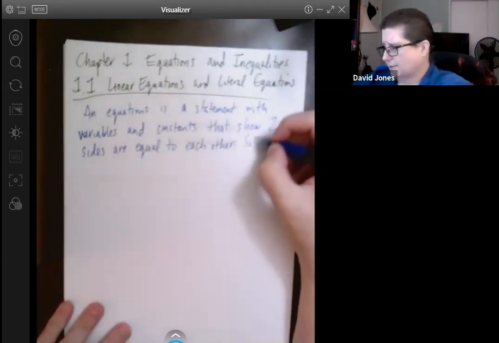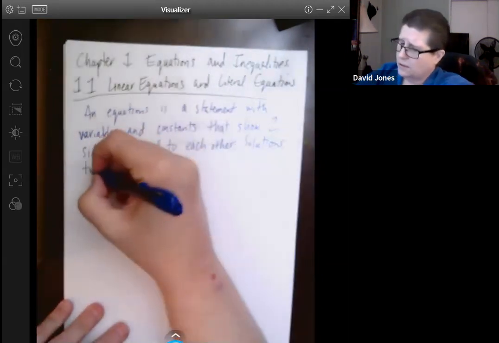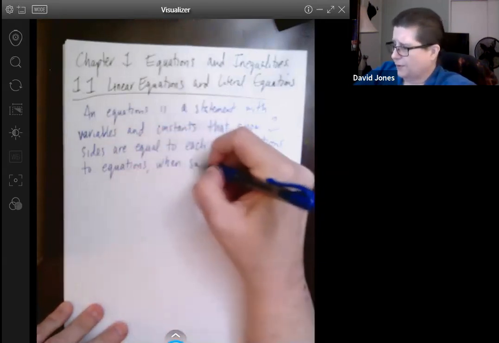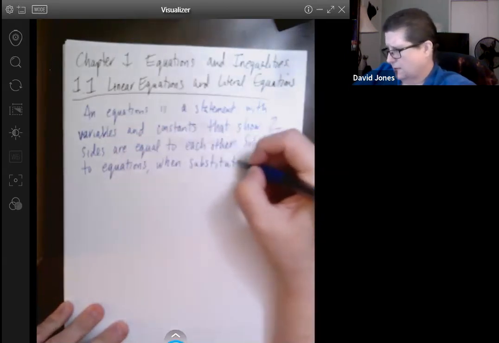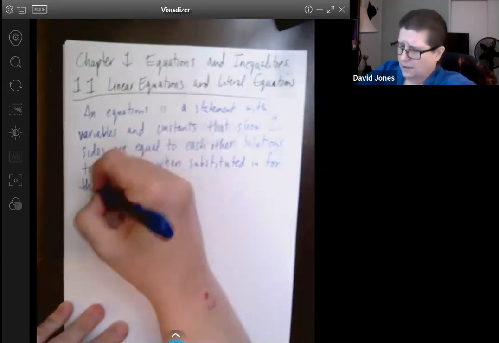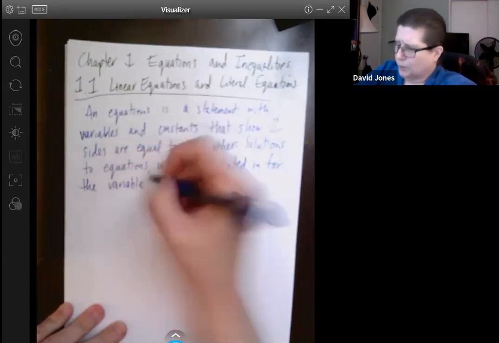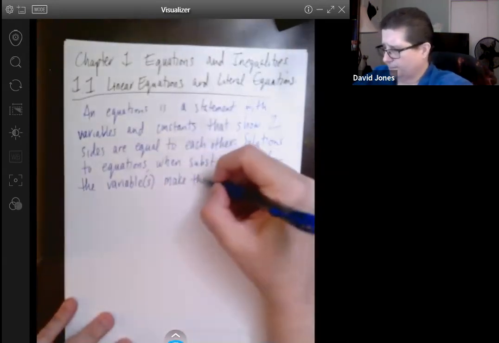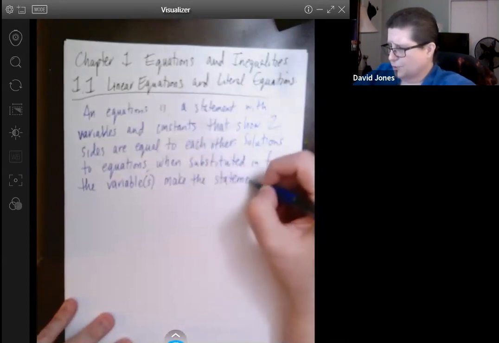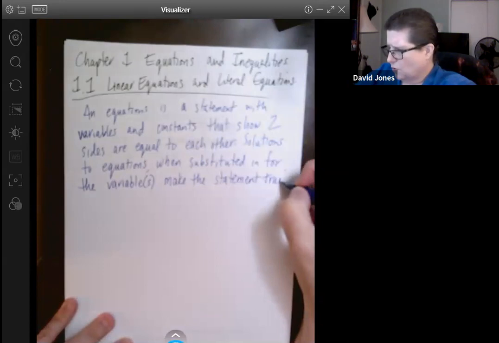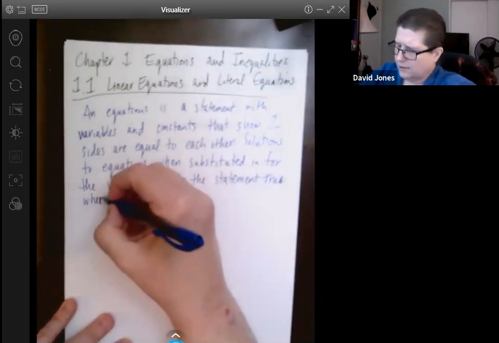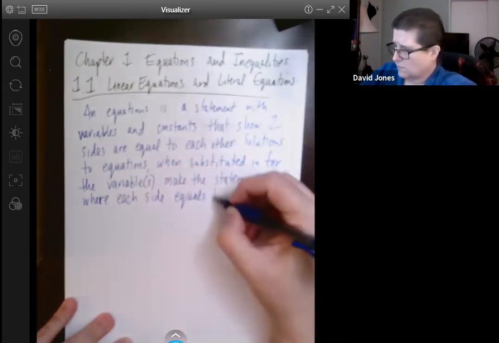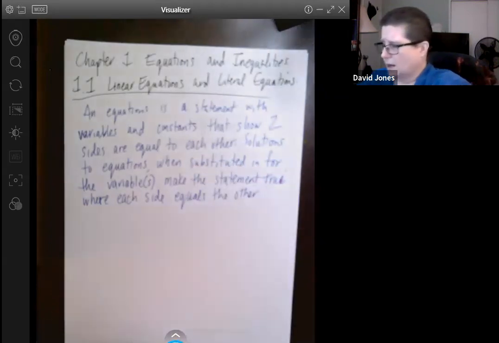Solutions to equations, when substituted in for the variables, I'm going to say variable or variables if we've got more than one, make the statement a true statement, where each side equals the other. Good thing to know.